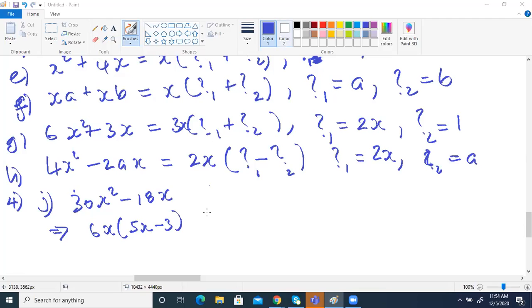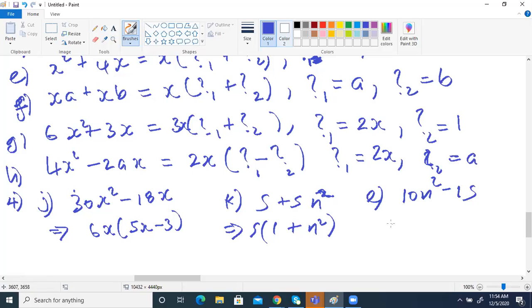Let me get this out of the way. So the next one, K: 5 plus 5n squared. What's the answer for that? 5 open bracket 1 plus n squared. You sure? That means square, right? Plus n squared. Yes, sir.